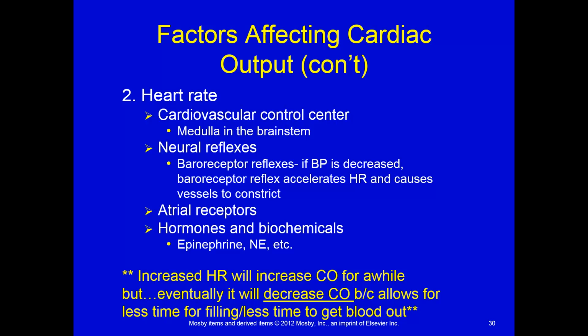So again, increased heart rate for a while is good. Like when we're exercising, it's good for our heart rate to be at 120, 130, whatever it is. That's going to increase our cardiac output and allow us to better exercise, right? But you get to a point where increased heart rate is not healthy. It's not doing you any good, and then you start to see your cardiac output go in the toilet. Does that make sense? Okay. So the diastolic phase is shortened when the heart rate is too high, and it does not allow for any ventricular filling.